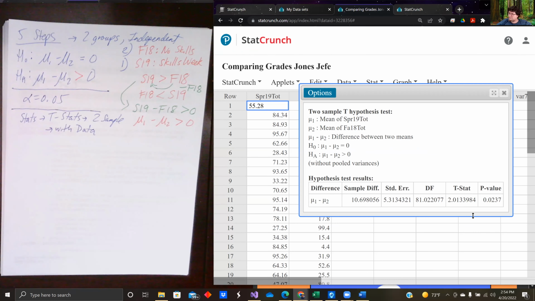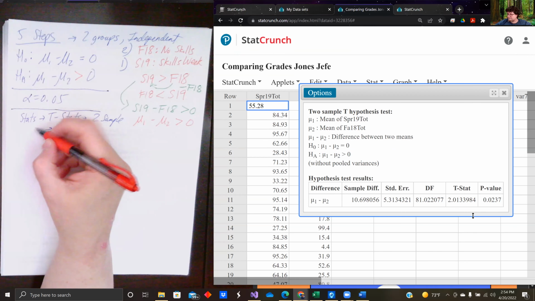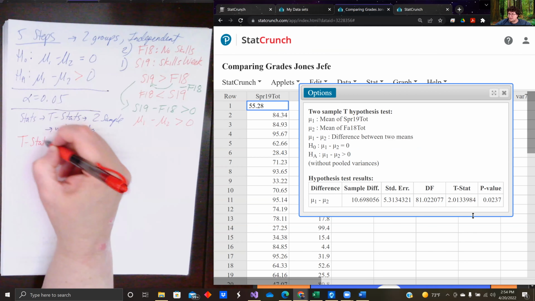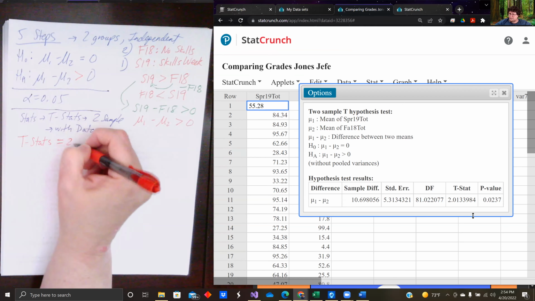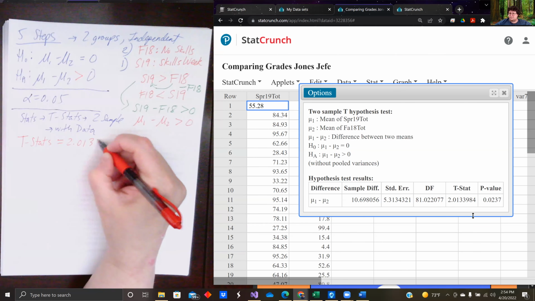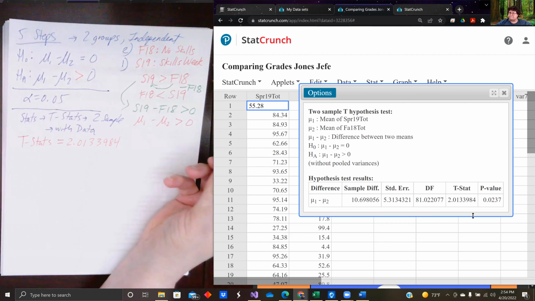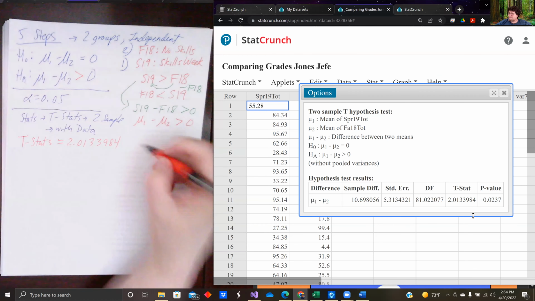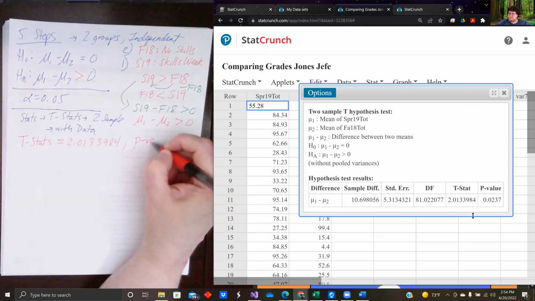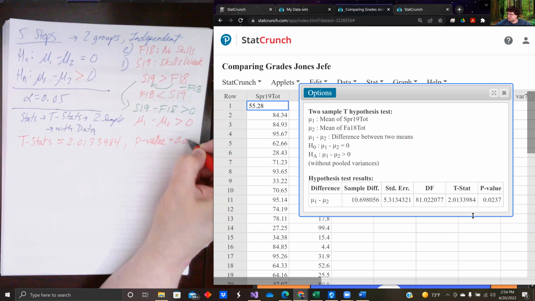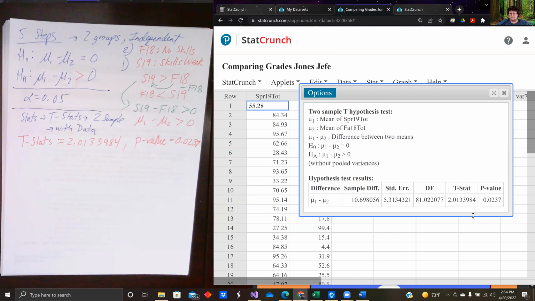So what did this report to me? This reported that my T-stat is 2.0133984. And my p-value is 0.0237. So that's step 3.